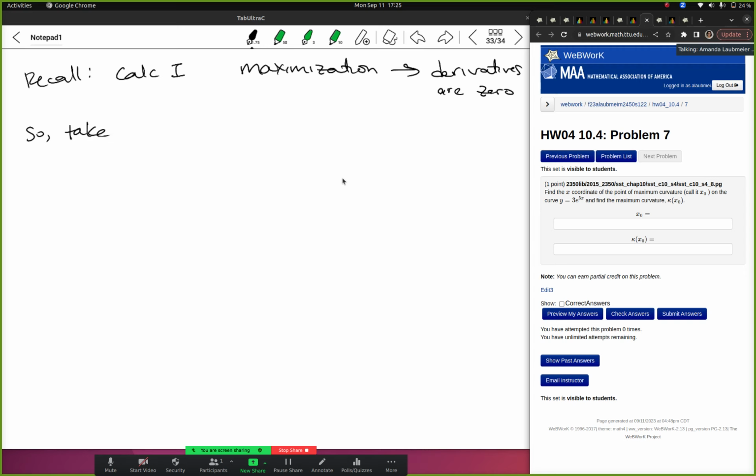So we're going to take the derivative with respect to x of that kappa, and then we're going to set it equal to 0.